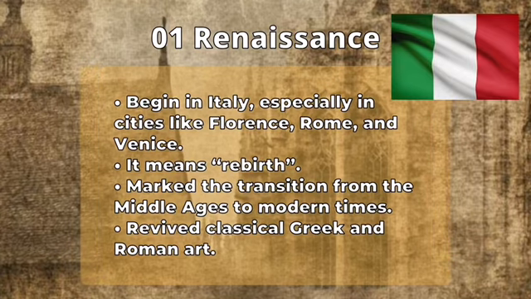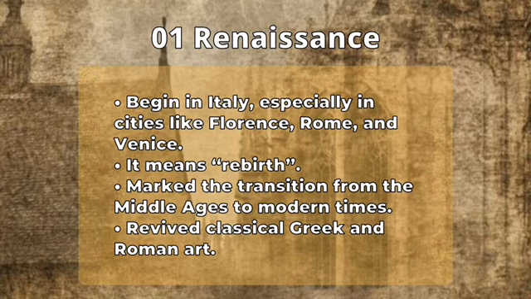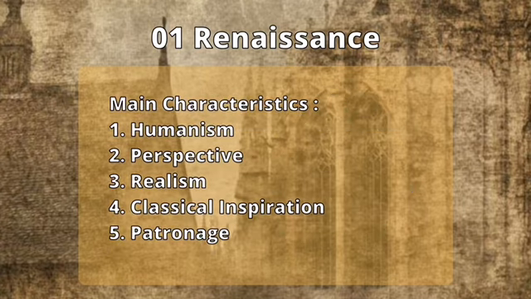Renaissance art began in Italy, especially in cities like Florence, Rome, and Venice. Renaissance means rebirth. Other than that, Renaissance marked the transition from the Middle Ages to modern times, and also revived classical Greek and Roman art. Main characteristics.